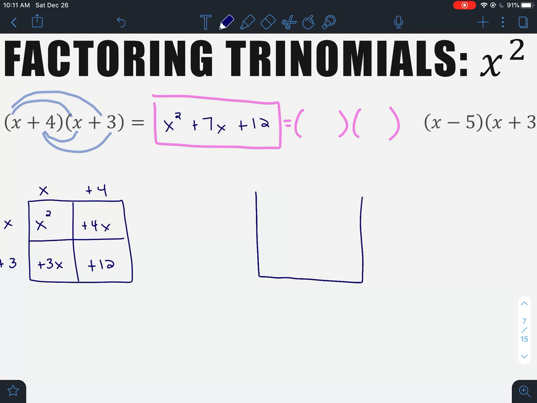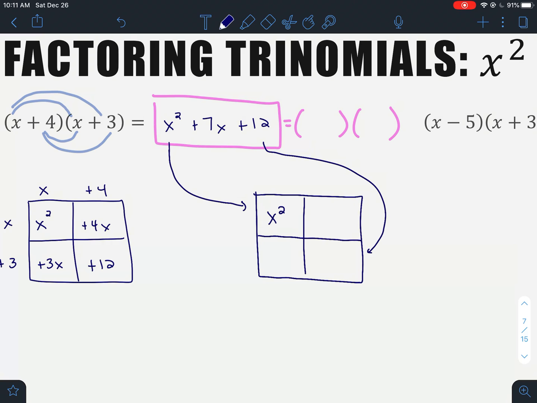We've got a couple different ways you can think about this. One, you can try and remake the box. When you remake the box, we know that the first term is going to go in the first box, and the last term is going to go in the last box. So you have to figure out what goes in those other two boxes. To get that first box, I need x times x. And I know when I add these two boxes together, I need to get that middle term, 7x.